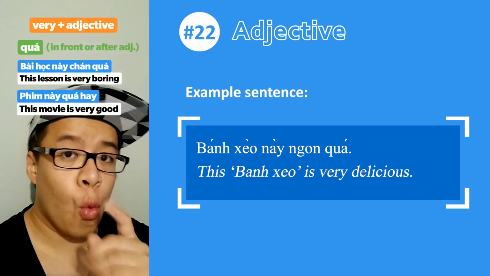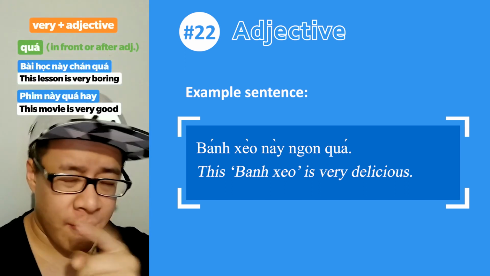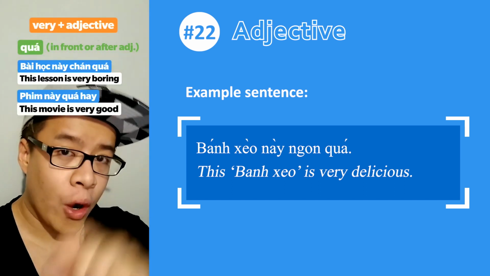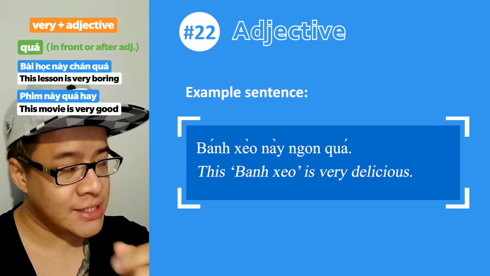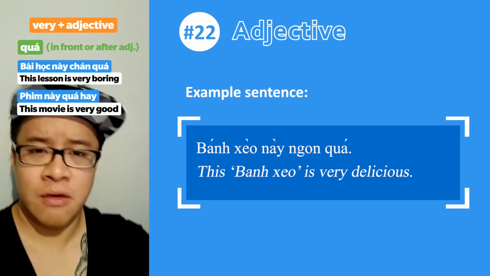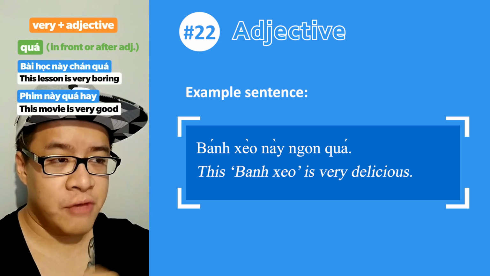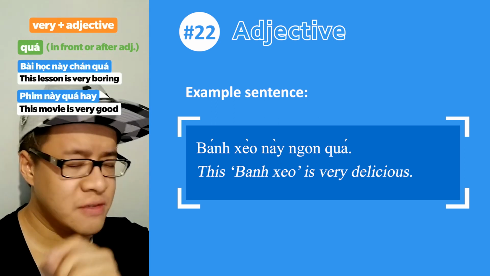Or you could use the word quá with the meaning very. That one can be used in front or after the adjective. For instance, bài học này chán quá, very boring. Or phim này quá hay, this movie is very good.